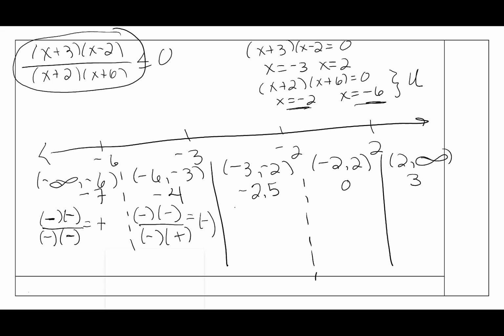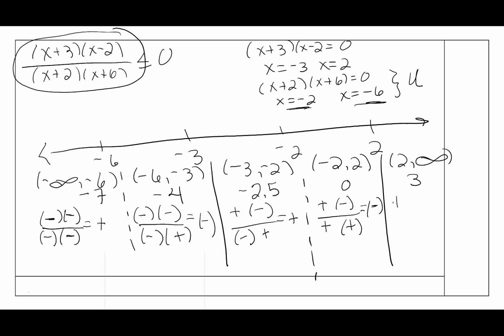Let's go to negative 2.5. When I add 3, I get a positive. When I subtract 2, I get a negative. When I add 2, I get a negative. When I add 6, I get a positive. 2 negatives make it a positive. I do 0 plus 3, positive, 0 minus 2, negative, 0 plus 2, positive, 0 plus 6, positive. 1 negative makes the whole thing negative. Let's finish with the 3.